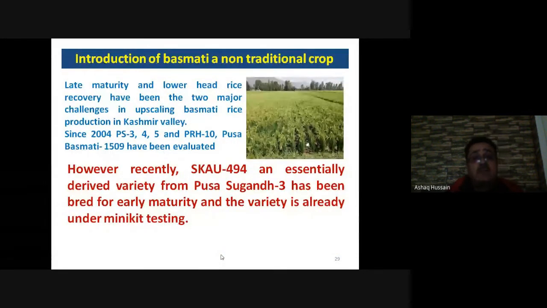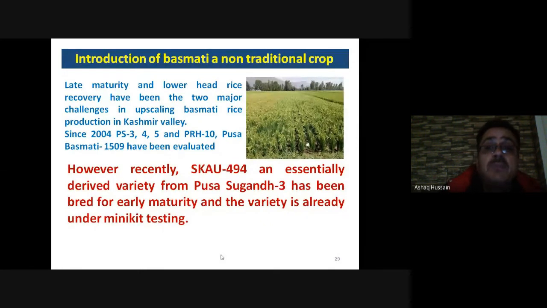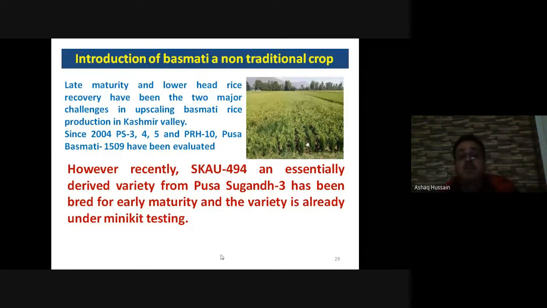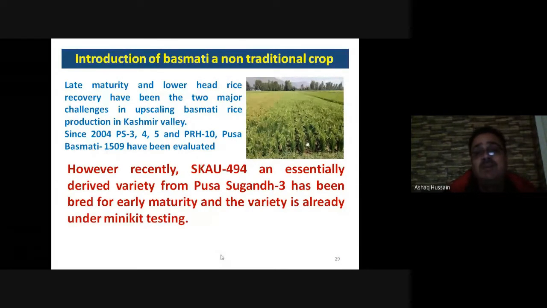Then the other opportunity before us is the introduction of the basmati type of rice. Various types of basmati rices have been introduced from the Indian Agricultural Research Institute, Pusa, such as Pusa Sugandh 2, 3, then Pusa Rice Hybrid 10, and Pusa 1509, which were tested under Kashmir Valley conditions. Then from Pusa Sugandh 3, another material was derived as SCOW 494, which will be released as Pusa Sugandh for Kashmir Valley cultivation. And now we will be having our own basmati derived from Pusa Sugandh 3, and from this basmati, a higher income compared to normal rice will be generated for the farmers.